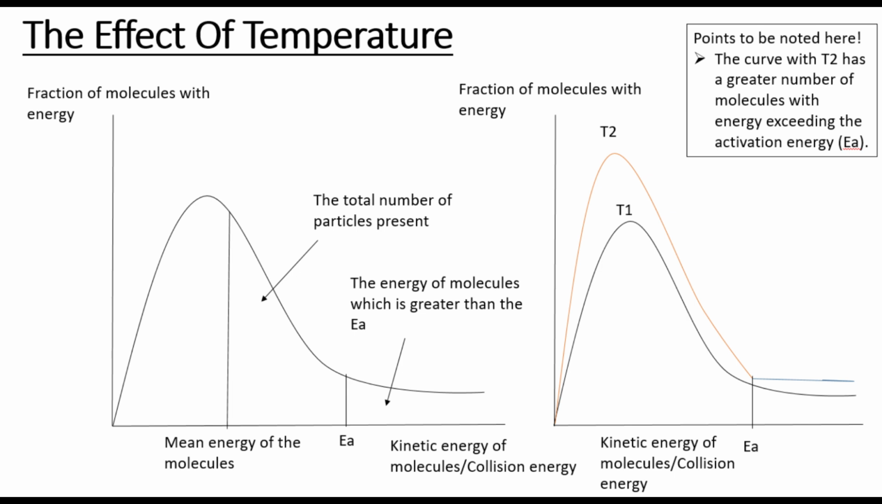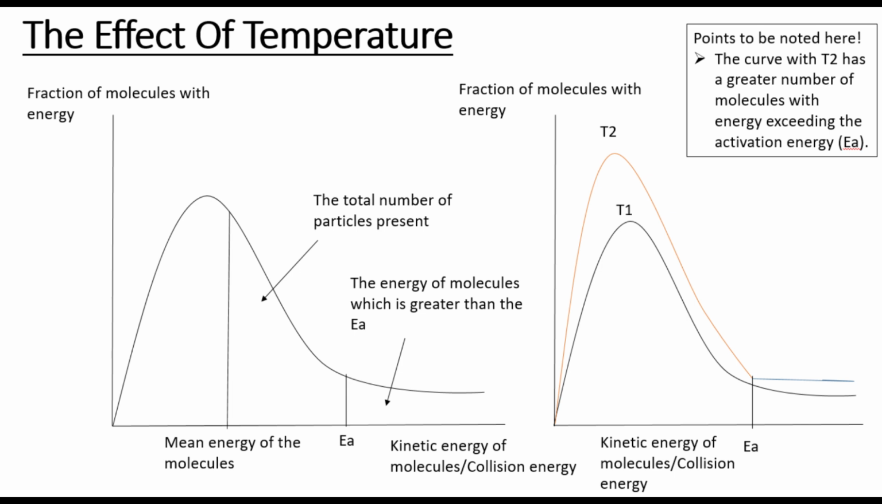So here is a graph for you to see. This graph clearly states the effect of temperature. Firstly, this is called a Maxwell-Boltzmann distribution curve. It's really important that you understand this curve really well, as it may come in your exams. Now, in our y-axis, there is the fraction of molecules with energy, and in the x-axis, there is the kinetic energy of molecules, also called the collision energy.